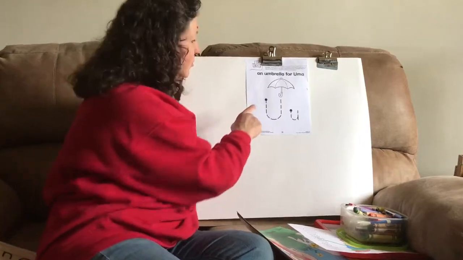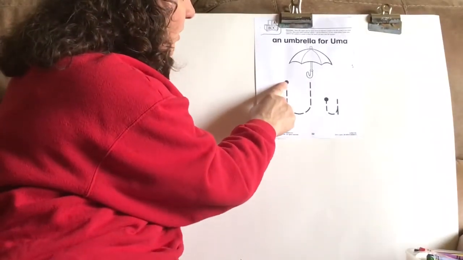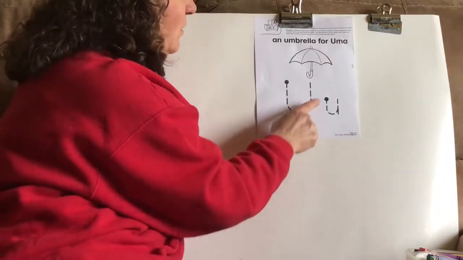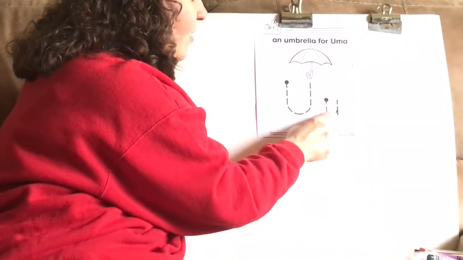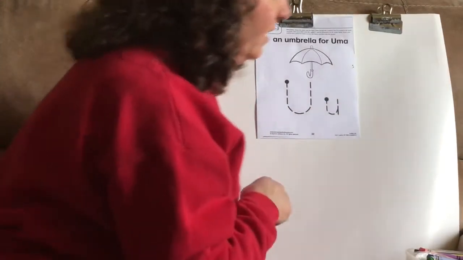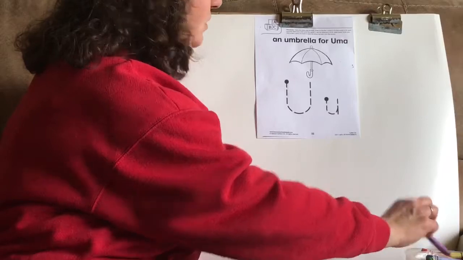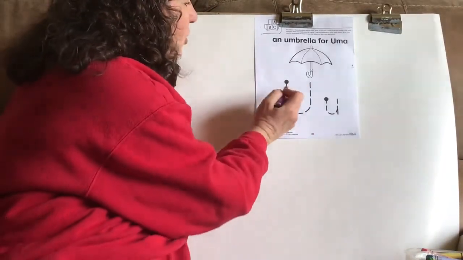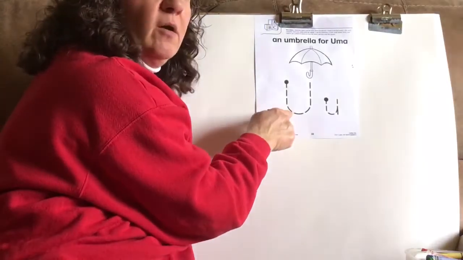Take your pointer finger, start at the black dot at the top. We're going to go down and up. And then we're going to do the lowercase one the same way. Start at the black dot, go down and up, and pull straight down. Now you can take whatever color crayon you would like. I'm going to use purple, but you could use any color. I'm going to start at the black dot. We're going to trace right on the dotted lines.